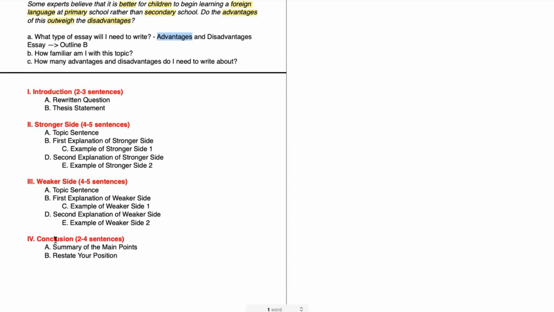And then we will close with a conclusion. Now we're going to summarize the main points and then restate our position. Restating the position is connected to the thesis statement. This shows that you are clear about what you are arguing and how everything flows together. Notice how your introduction and your conclusion will be shorter. I have 2 to 4 sentences here in the conclusion because it depends on the points that you write. You might take 2 sentences to summarize the main points, but we'll look at that together.